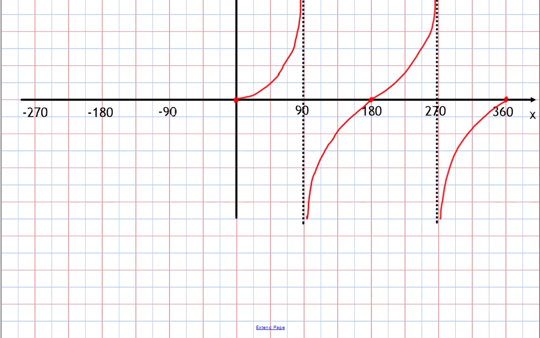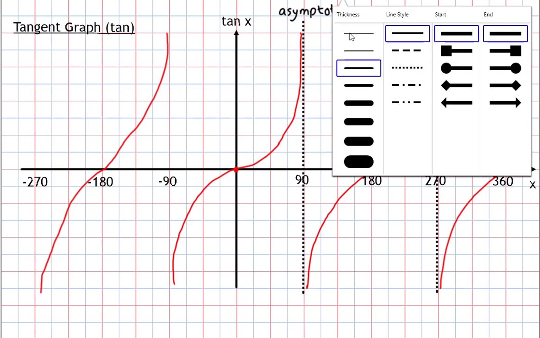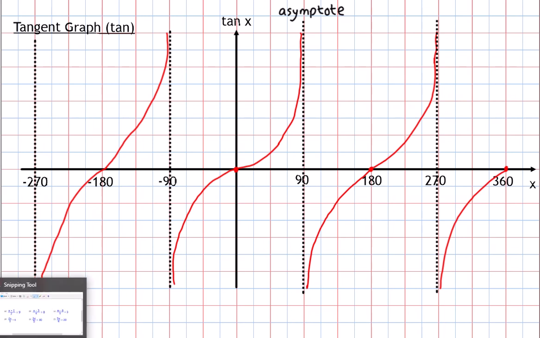Alright, so there's our tan graph. It does the same in the negatives. So it goes down, gets very, very close to minus 90, but never touches it. Reappears up here. Goes down through 180 and disappears off down at minus 270. So there are more asymptotes. Okay. Basically every 180 degrees you get one. And it just repeats like that forever, tan. So tan is mad really in terms of a graph. It's the most bonkers graph you've probably ever drawn.